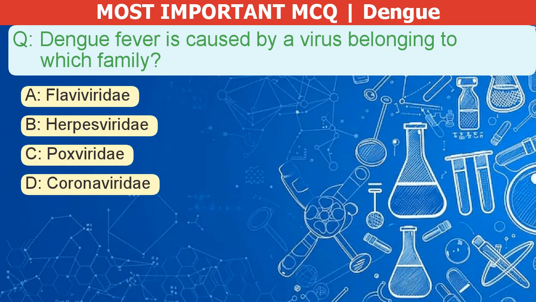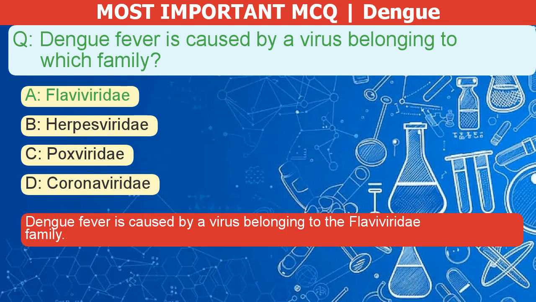Dengue fever is caused by a virus belonging to which family? A. Flaviviridae. B. Herpesviridae. C. Poxviridae. D. Coronaviridae. The correct answer is A. Dengue fever is caused by a virus belonging to the Flaviviridae family.